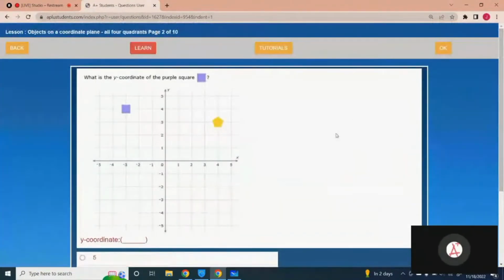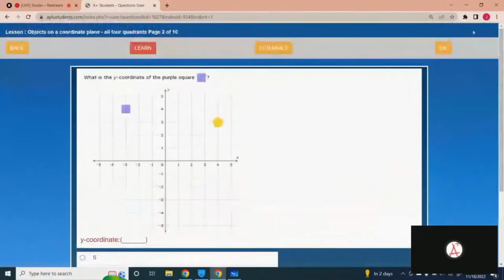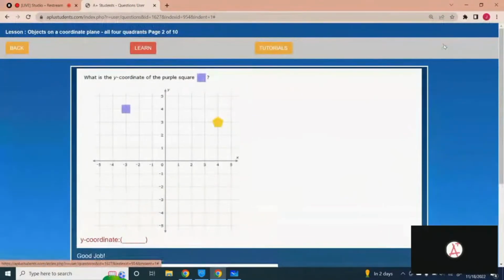Okay, the next one. What is the y coordinate of the purple square? Here is the purple square. So what is the y coordinate for this one? It would be 4. Got it? Just match it to the y coordinate axis. So it would be 4. Just select the correct option, then click on the OK button.